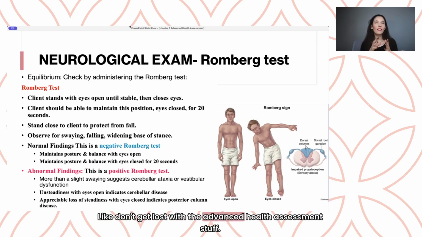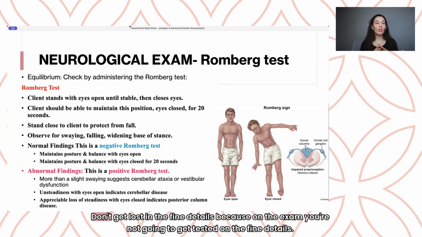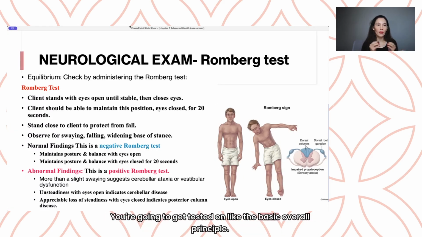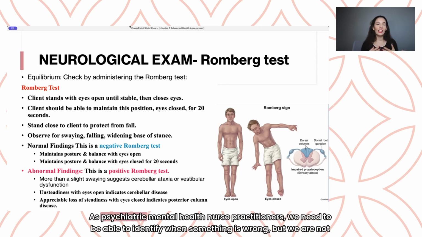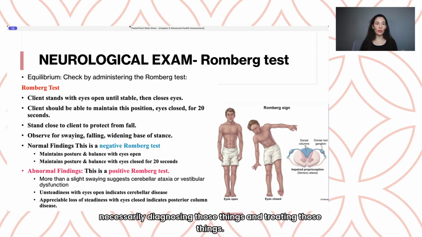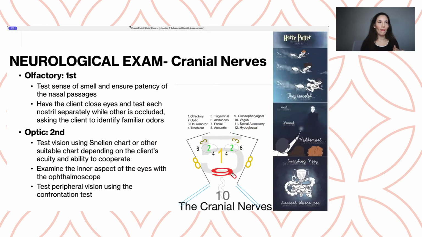Don't get lost with the advanced health assessment stuff. Don't get lost in the fine details, because on the exam, you're not going to get tested on the fine details. You're going to get tested on the basic overall principle. As psychiatric mental health nurse practitioners, we need to be able to identify when something is wrong, but we are not necessarily diagnosing and treating those things. We are referring them out. So know the Romberg test. Know when it's positive and negative. Don't get caught up with these super nitty-gritty details.